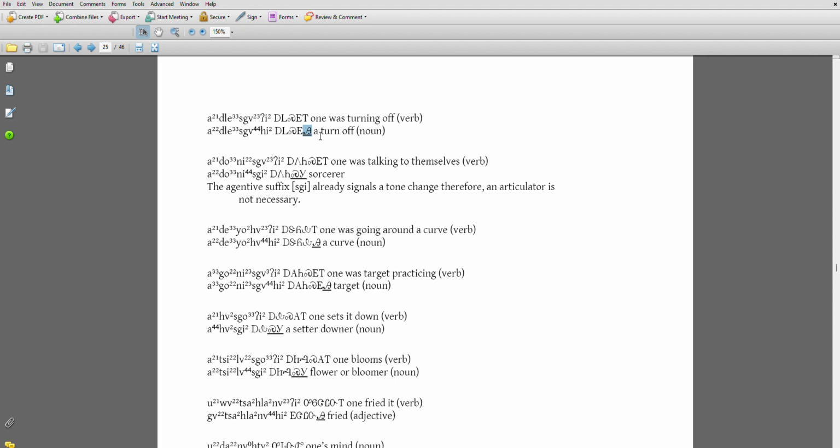Again, adoniska'i. One was talking to themselves, verb, and when we say it as the noun, adoniski. Simply by the agentive suffix ski already signals a tone change, therefore an articulator is not really necessary. But s is still there. Adoniski.